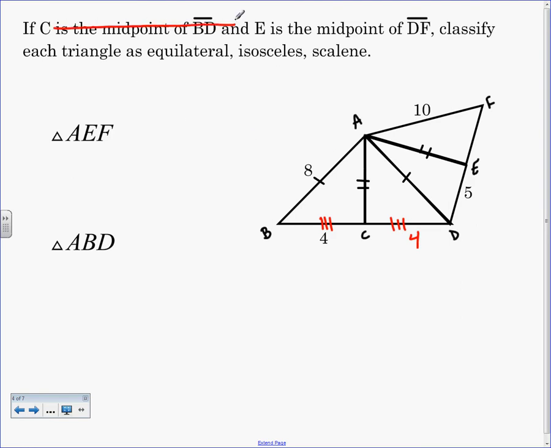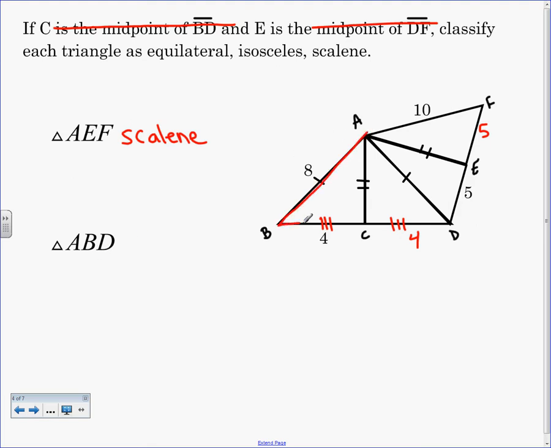E is the midpoint of DF, so that means this is the same as this. So if DE is 5, then EF is 5. Okay? So let's look at triangle AEF. Let's see where that one is. Right here it looks like AEF. So we have a side that's 5, we have a side that's 10, and we have a side that we don't know, but it must not be the same as 10 or 5 because of the tick marks. So what kind of triangle doesn't have any of the sides the same? Scalene. Super easy.